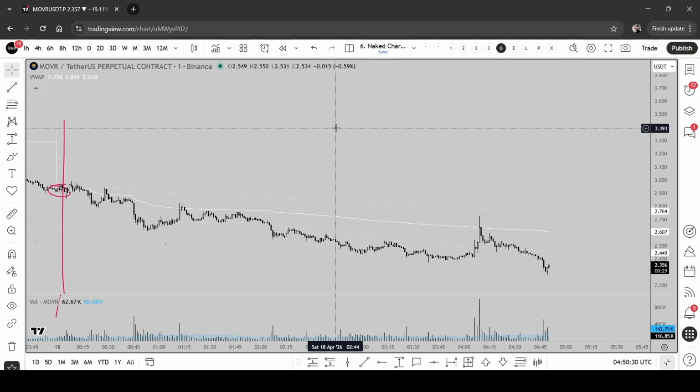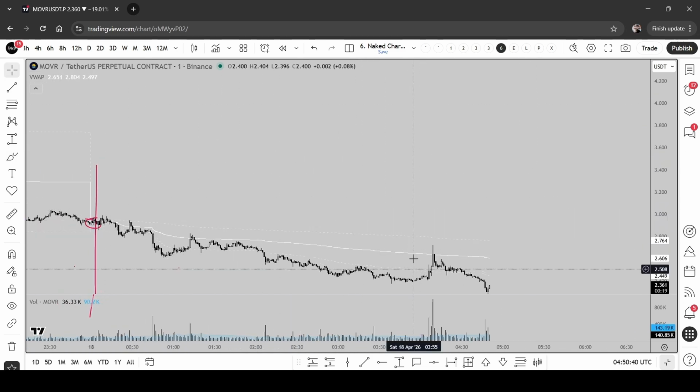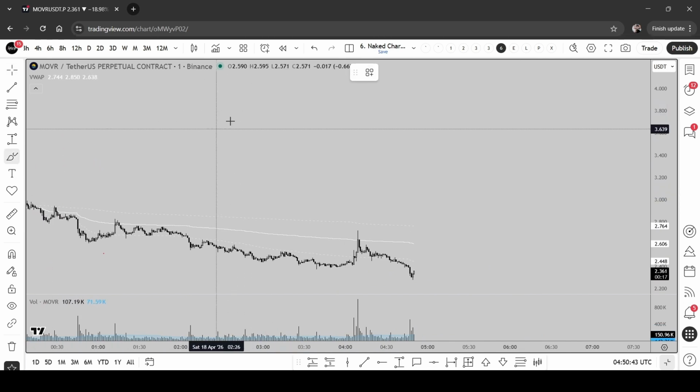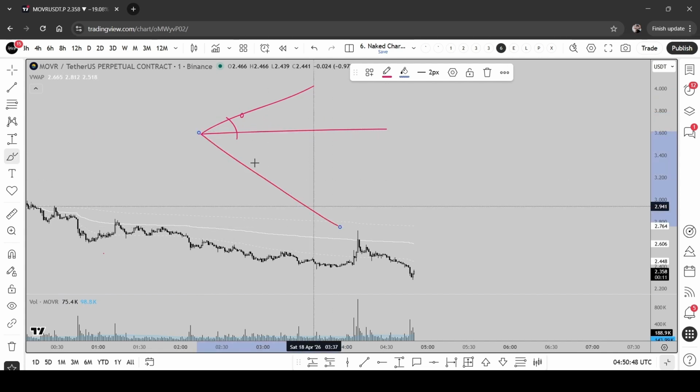Now, let me explain the actual use cases of the VWAP. So the first thing that I like to look for in the VWAP is what is the actual slope of this VWAP? When I say slope, I mean what is the angle, right? What is this degree angle?